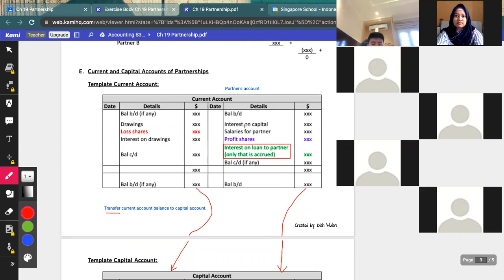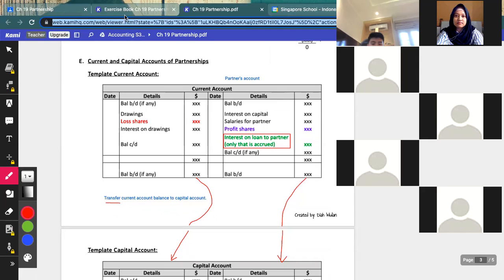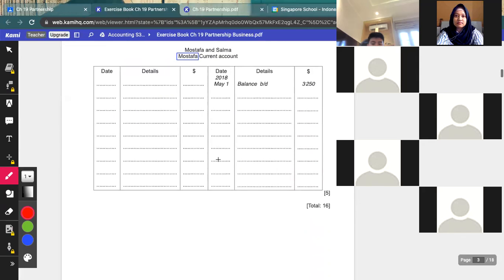You have balance BD, you have interest on capital already in the appropriation. We have salaries partner, we have profit shares. We don't have interest on loan, so you can ignore this. We don't have balance CD, if any, you can ignore this. We have drawings, we don't have balance BD, if any, you can ignore this. We don't have loss shares. If we have profit, then we don't have loss, yeah? And we have interest on drawings. So calculate balance CD, and then that's it, yeah? That's it. Done.